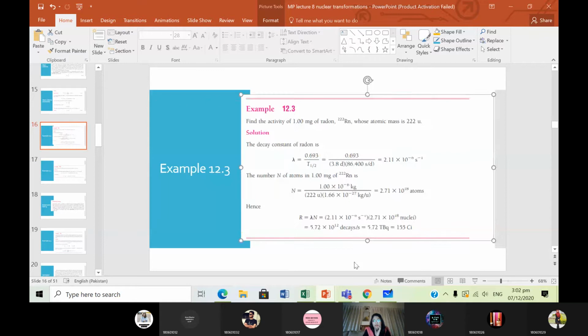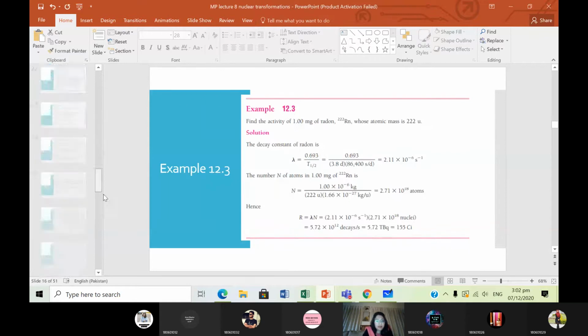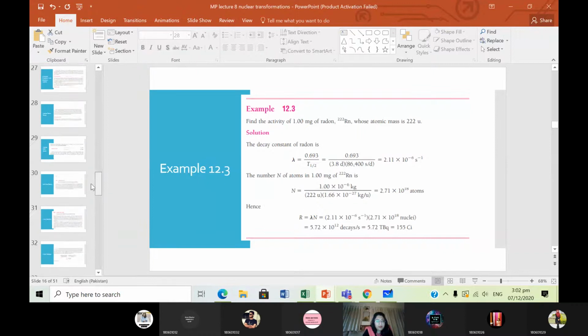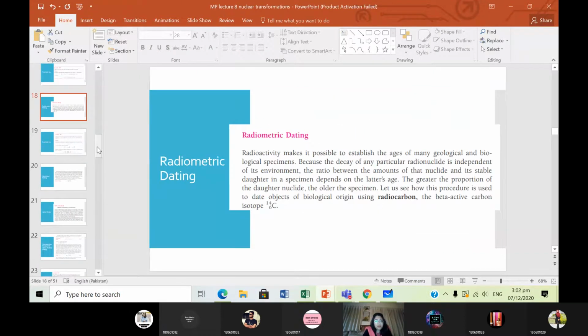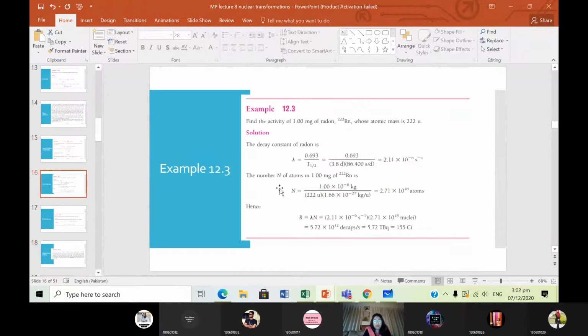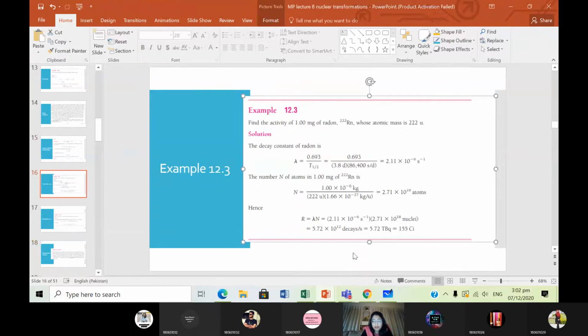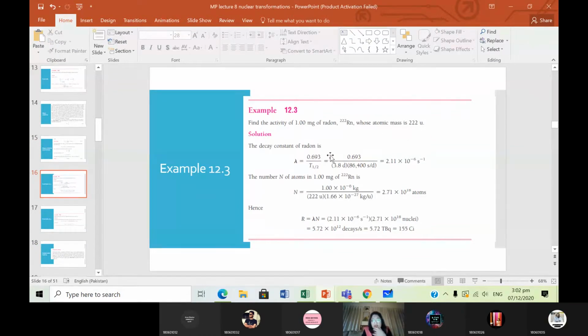Okay? We have like 50 slides in this PowerPoint, so we still have things to do, and then we have one more chapter after this as well. So find the activity of 1 milligram of radon-222, whose atomic mass is 222 u. The decay constant of radon is given by 0.693 divided by half-life. We already know this equation. If we know what the half-life is, which is 3.8 days, and I would obviously give that to you, we have to find the activity of 1 milligram of radon.